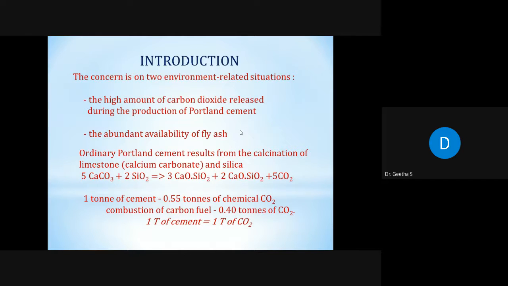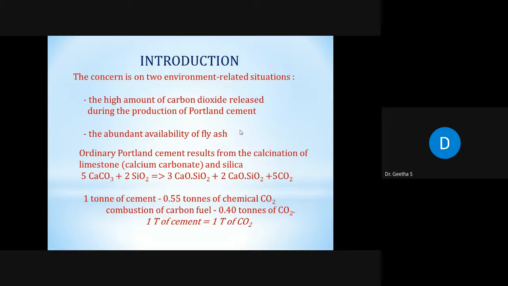I've just tried a new material. I wouldn't say a new material, because now we have been talking about geopolymer concrete as a sustainable construction material. The main reason we go for an alternate construction material is the environmental effects. There are two main reasons. One is the high amount of carbon dioxide released during the production of Portland cement. I've given a simple calculation here: approximately when we manufacture 1 ton of cement, the amount of carbon dioxide released in the atmosphere is around 1 ton.